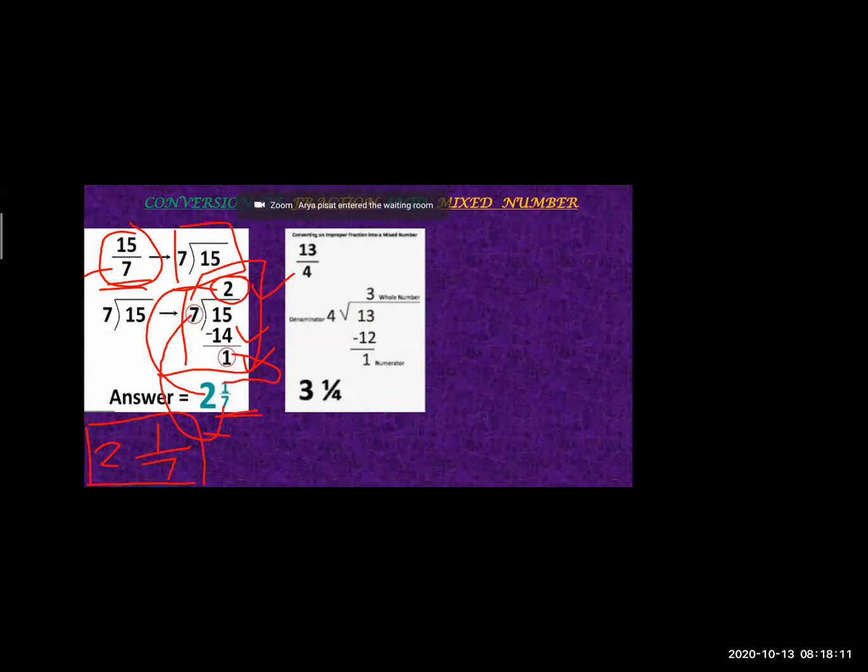You can unmute yourself. 13 upon 4. Very good. 13 upon 4. And how is it divided? How is 13 divided by 4? Can you see the operation and tell me?